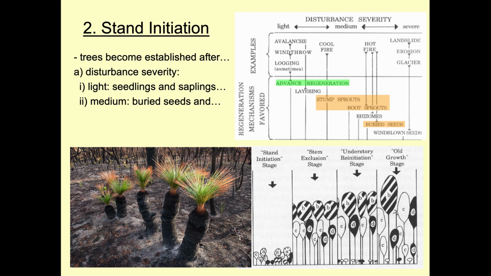In high severity disturbances, seed dispersal is going to be the primary way that trees establish themselves again, because after a really intense and severe disturbance, the soil is bare and there are very few biological legacies left.